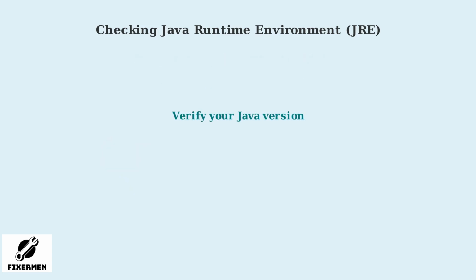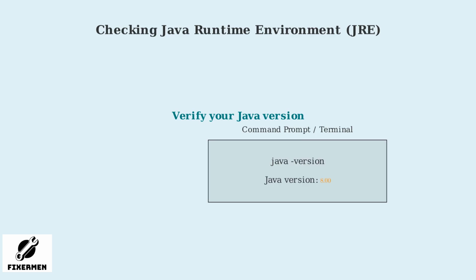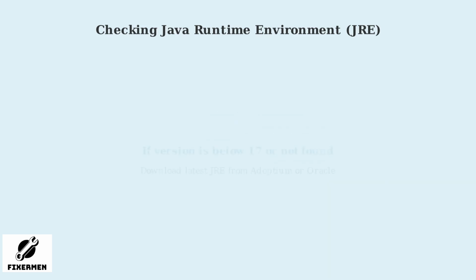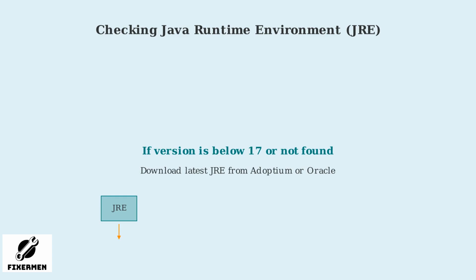To verify your installed Java version, open your command prompt on Windows or terminal on Mac OS and Linux, then type the command java -version. This will display your current Java version information. If your Java version is below 17, or if Java is not found at all, you need to download and install the latest Java runtime environment.